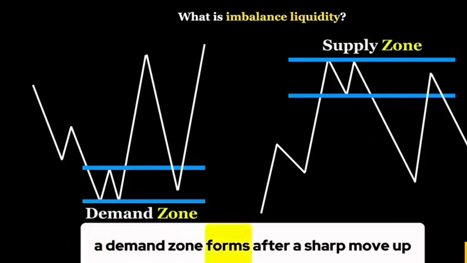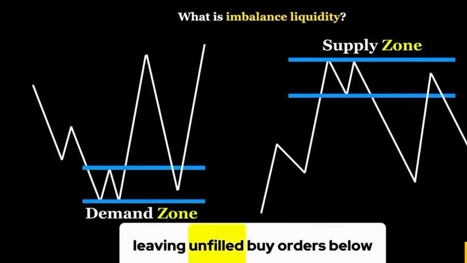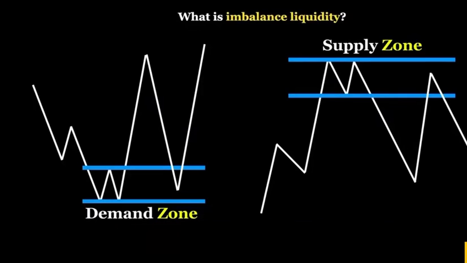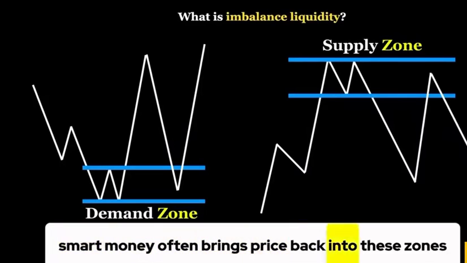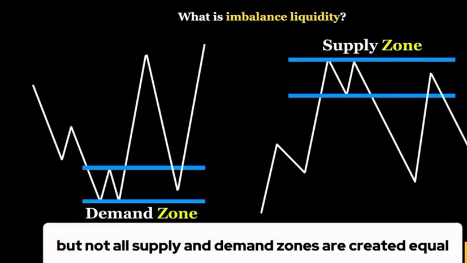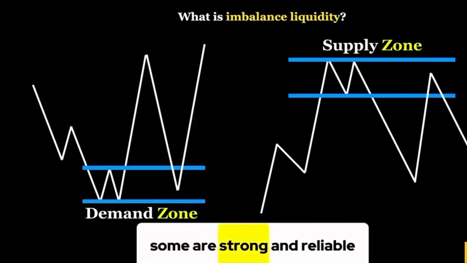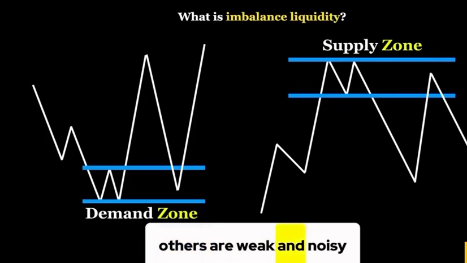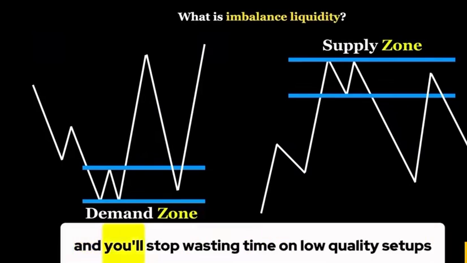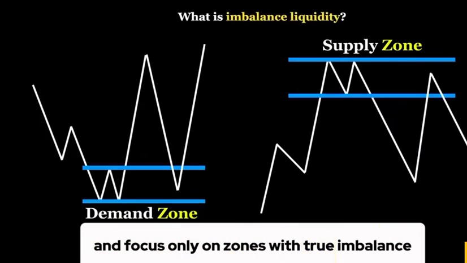A demand zone forms after a sharp move up, leaving unfilled buy orders below. A supply zone forms after a sharp move down, leaving unfilled sell orders above. Smart money often brings price back into these zones before continuing the move, either to trap early entries or collect more liquidity. But not all supply and demand zones are created equal. Some are strong and reliable, others are weak and noisy. The difference comes down to 3 key filters. Master these and you'll stop wasting time on low-quality setups and focus only on zones with true imbalance.